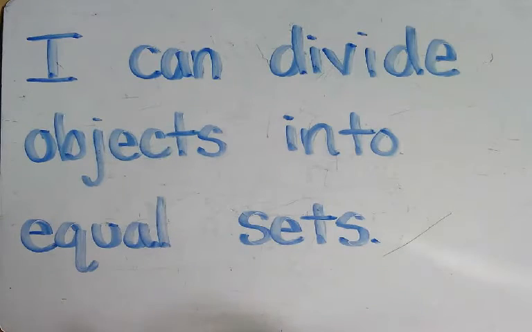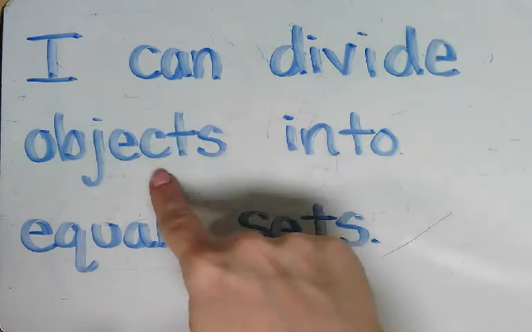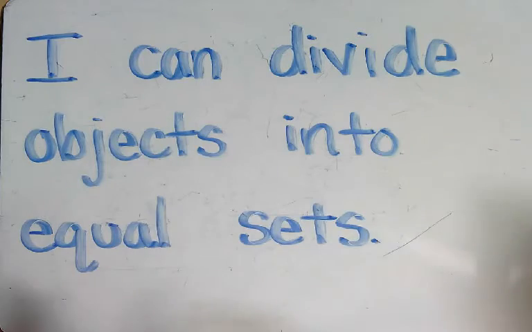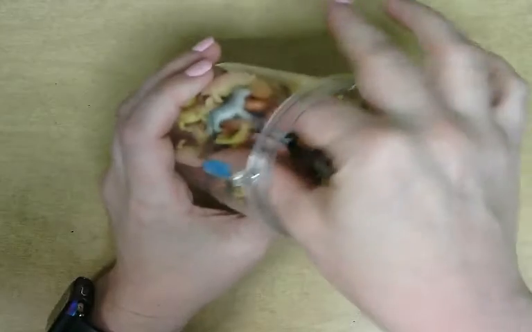Hi class, so the learning objective for this lesson is I can divide objects into equal sets. We did this the other day on our Zoom and I want you to do this with me again today so we can practice a little bit more. So what you're going to need to get for this lesson is just 10 objects.